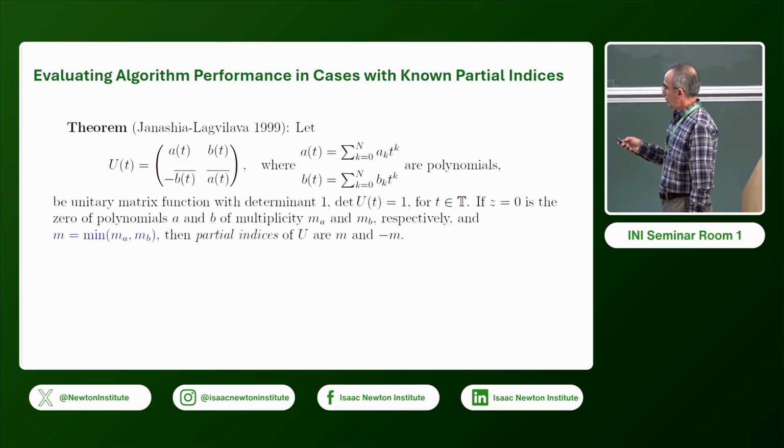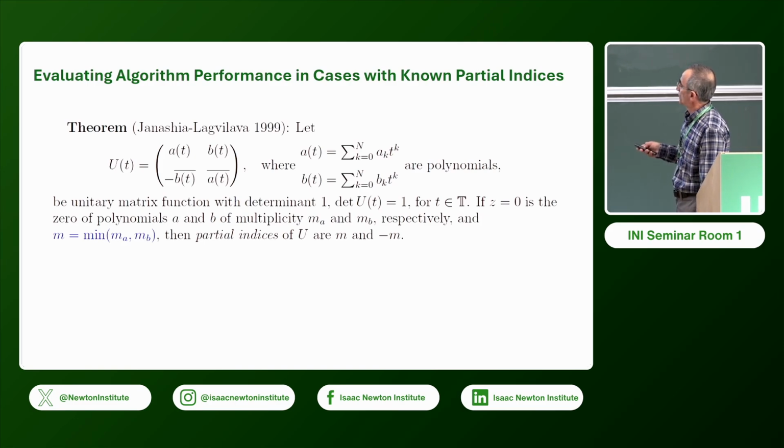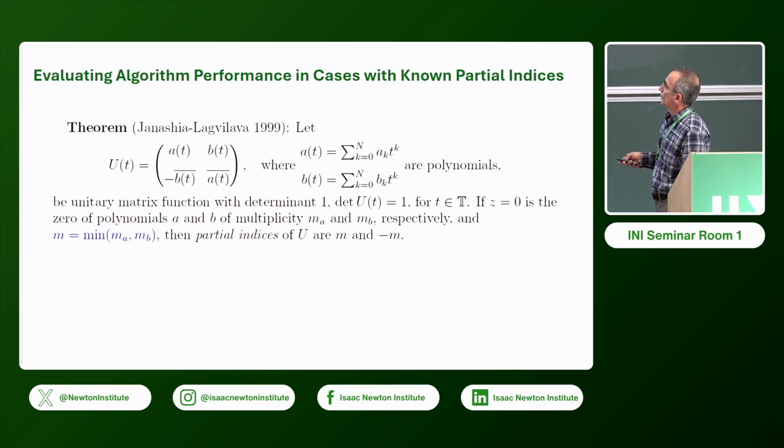And this also relies on the Janashia-Lagvilava theorem: if we have such a unitary matrix with determinant 1, where these are polynomials of degree n, and these are conjugates of these polynomials, and it has determinant 1, and if these two polynomials have a common zero of maximal order m, then the partial indices of these matrices are m and minus m. And for such algorithms, it satisfies this property that the determinant is 1.